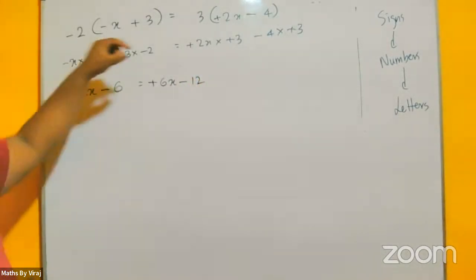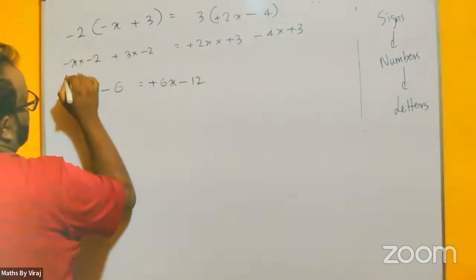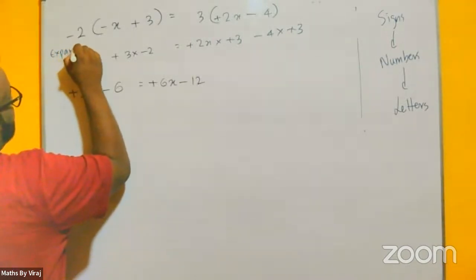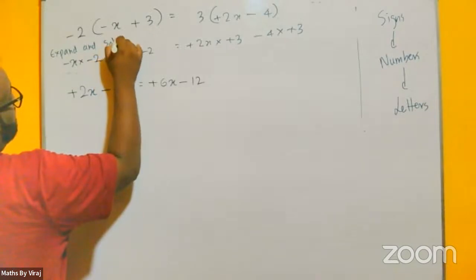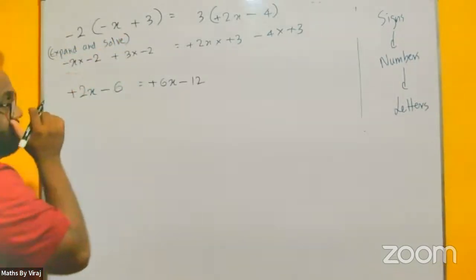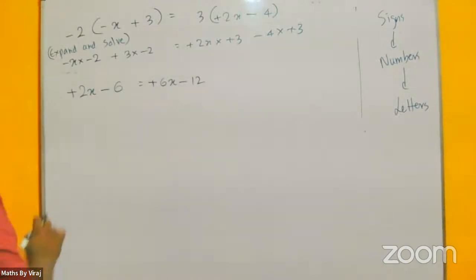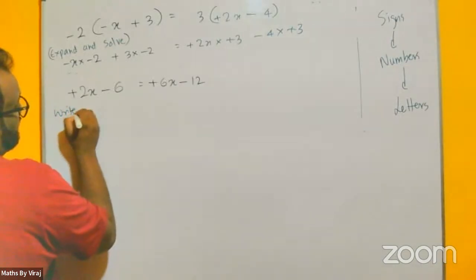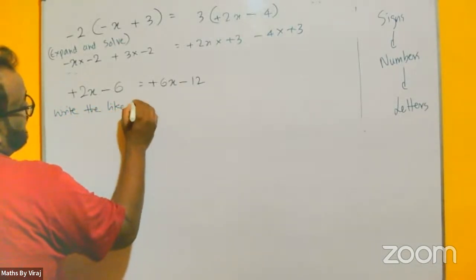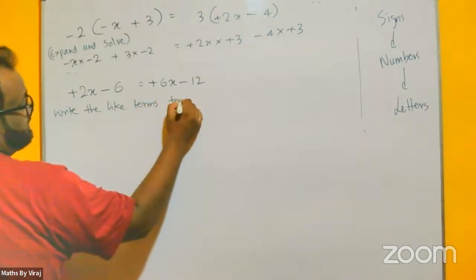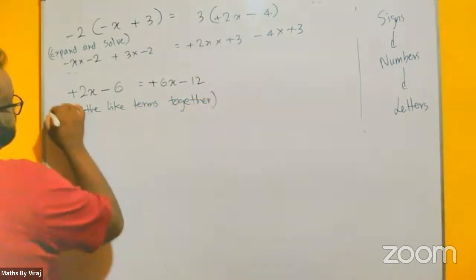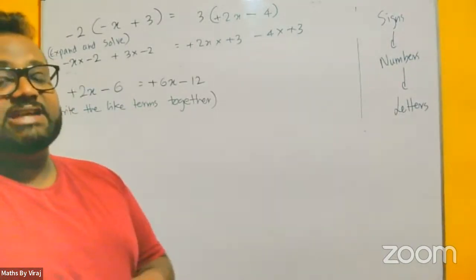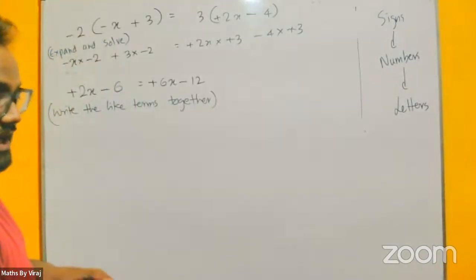Now what do we do? Now initially what did we do? Here we say we expand and solve. Here we say we expand and then we solve. Now what are we going to do now? Write the like terms together. Whatever the terms that are alike, we should write them together.